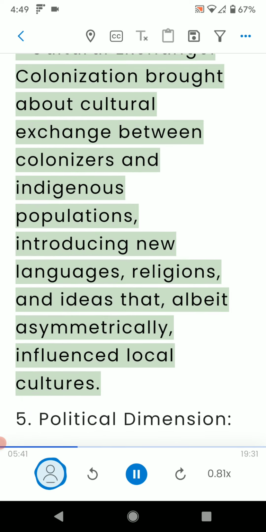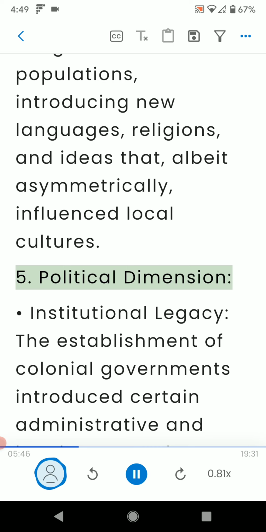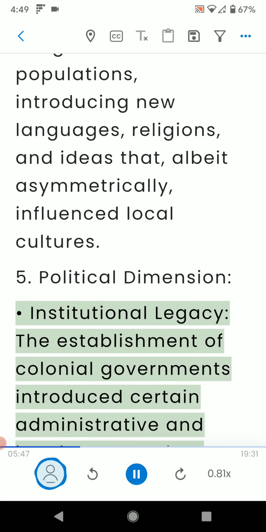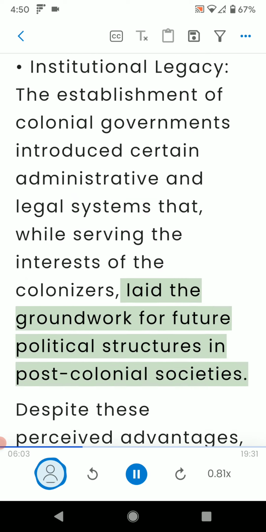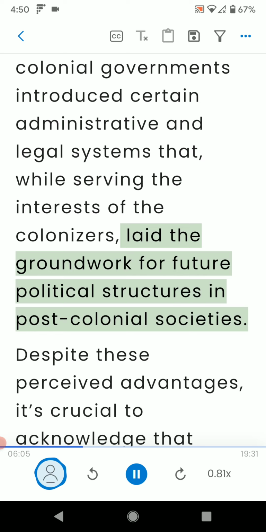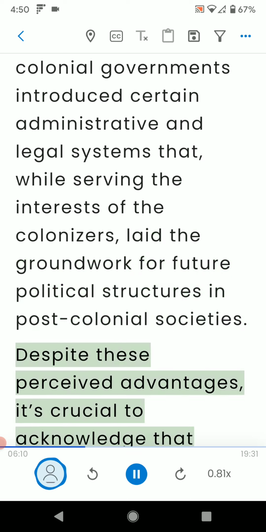local cultures. 5. Political dimension. Institutional legacy. The establishment of colonial governments introduced certain administrative and legal systems that, while serving the interests of the colonizers, laid the groundwork for future political structures in post-colonial societies.